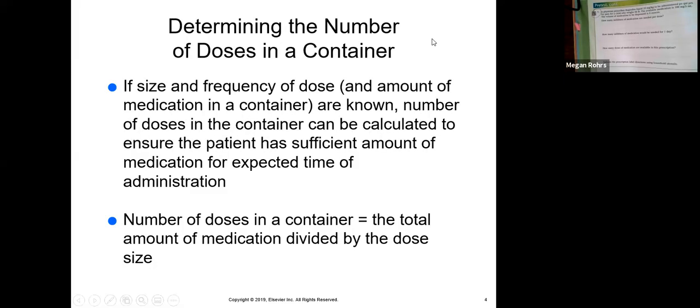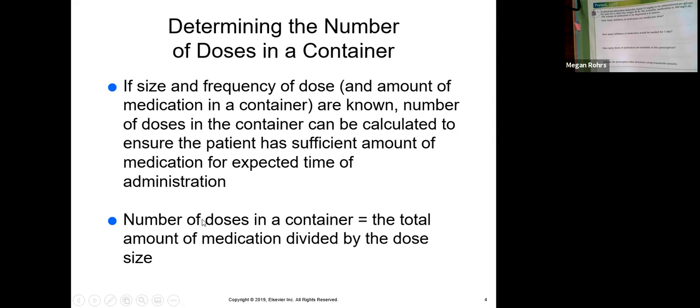Okay, another concept covered in this chapter is to determine how many doses we have in a container. Now, this is important when we're dealing with liquid medications, or it could be tablets as well, to determine how many containers we need to actually dispense to the patient for them to have enough medication to last for the entire duration that they need. So here I have this little equation here. The number of doses in the container, well, you're just going to take the total amount of medication that's in that container and divide it by the dose size.